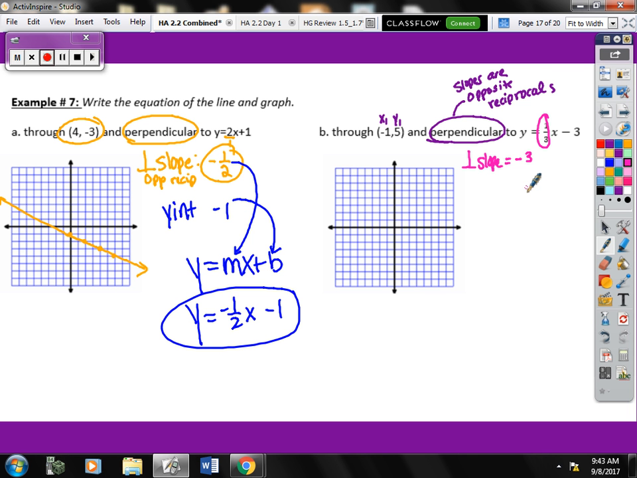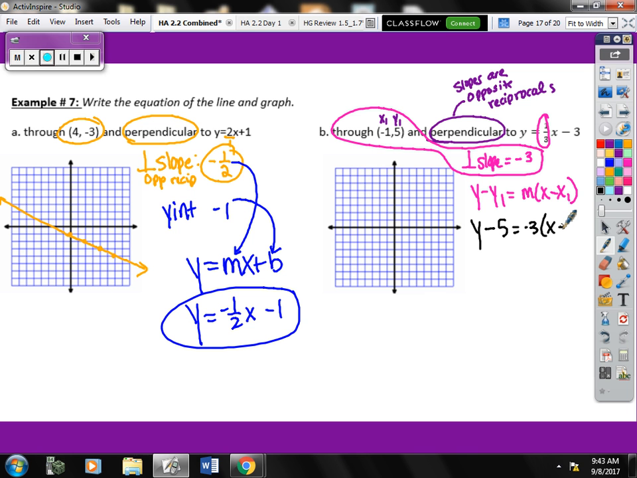Now, if you didn't like what I showed in class where we graphed the line first, you can use the slope and the point and plug it into point-slope form. So we have y minus 5 equals negative 3 times x minus a negative 1.